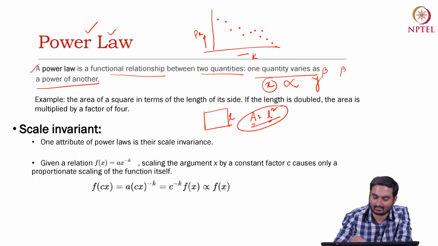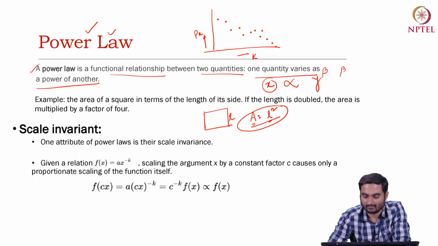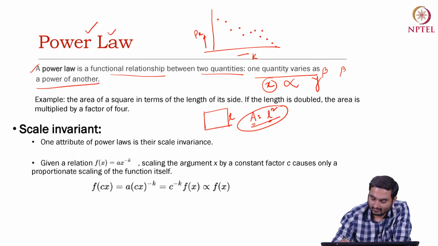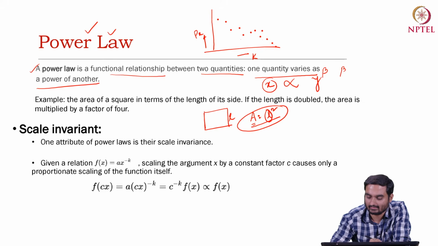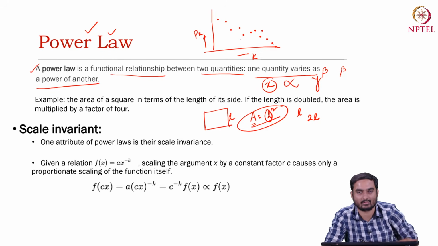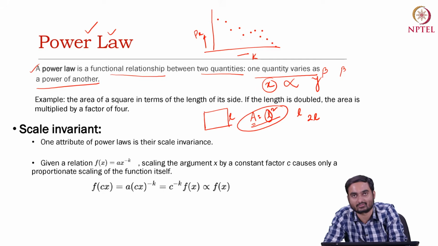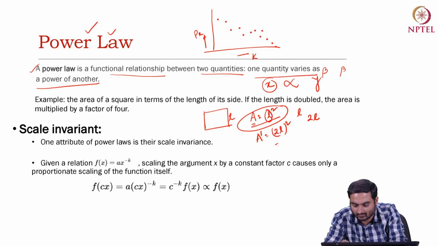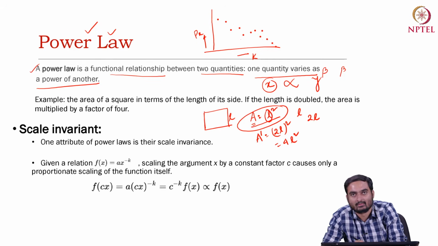Now this has a nice property, okay? The property is, say you double the length of a side. So earlier it was L, now this is 2L. What would be the impact on the area of the square? The new area A dash would be (2L) square, which would be 4L square, right? So 4 is a constant.